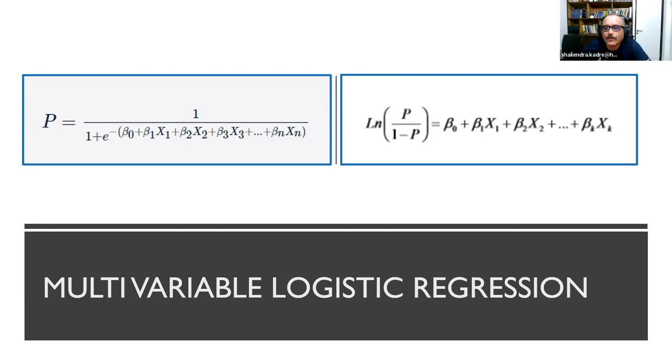Suppose the numerator is 0.8, then the denominator will be 0.2. So the value will be 4. 0.8 divided by 0.2 will be 4. So log of 4, I think it will be more than one. Let us see, log of 4. Natural log, yes.